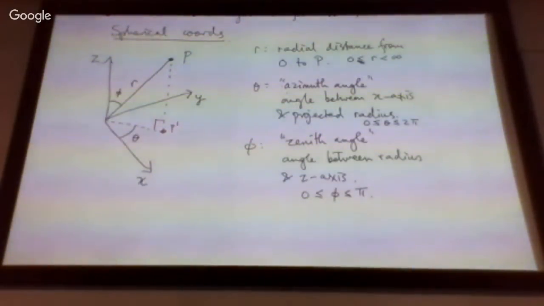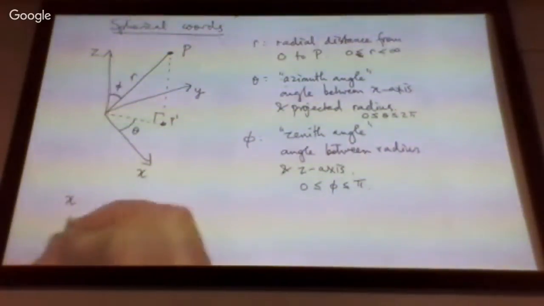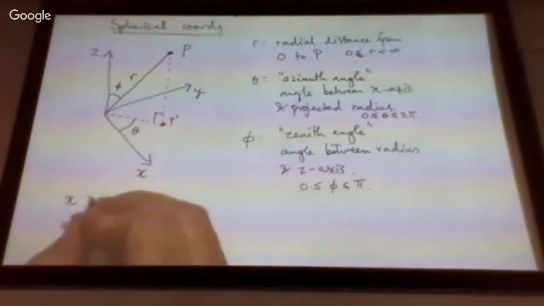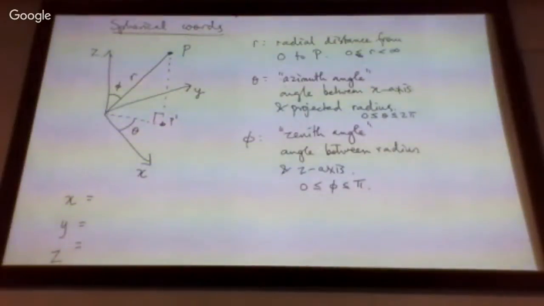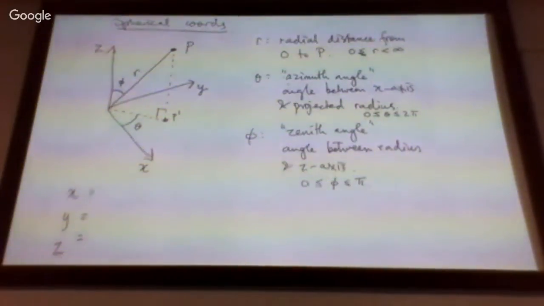Now, how are they related to x, y, and z? What we would like to know is, we have the equations x is r cos theta, y is r sine theta in the two-dimensional polar coordinates case. What are the equivalent things here?